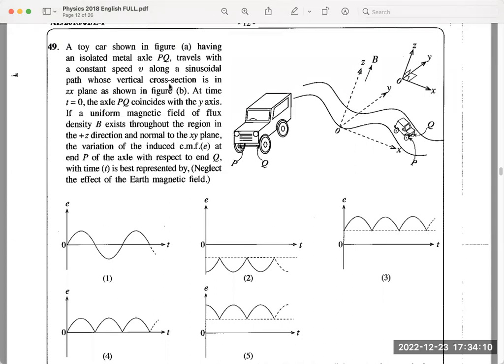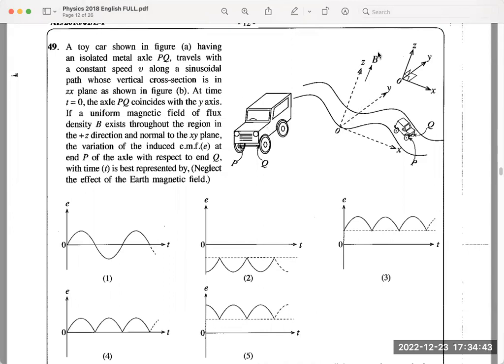A toy car in the figure having an isolated metal axle PQ travels with a constant speed v along a sinusoidal path whose vertical cross section is in the zx plane, as shown in the figure. At time t equal to 0, the axle PQ coincides with the y axis. Okay, time is equal to 0, it coincides with the y axis.